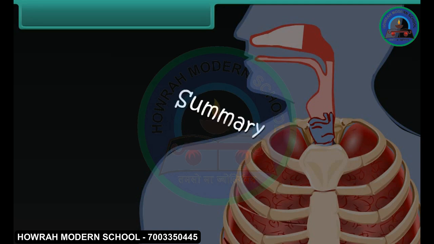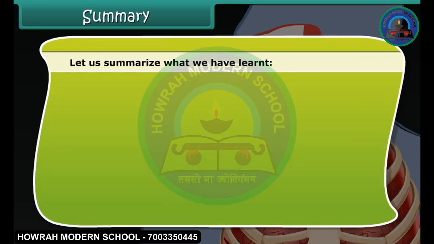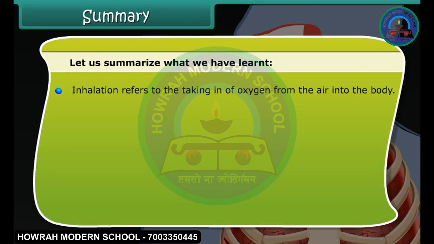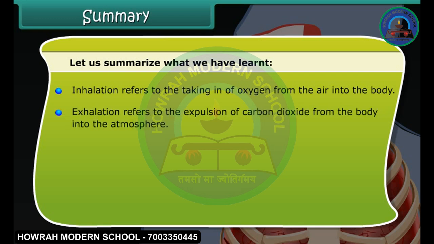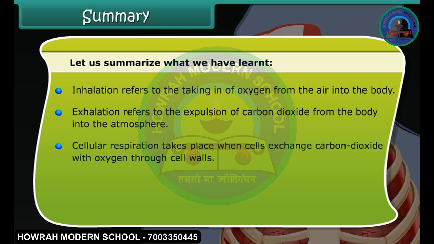Summary. Let us summarize what we have learned. Inhalation refers to the taking in of oxygen from the air into the body. Exhalation refers to the expulsion of carbon dioxide from the body into the atmosphere. Cellular respiration takes place when cells exchange carbon dioxide with oxygen through cell walls.